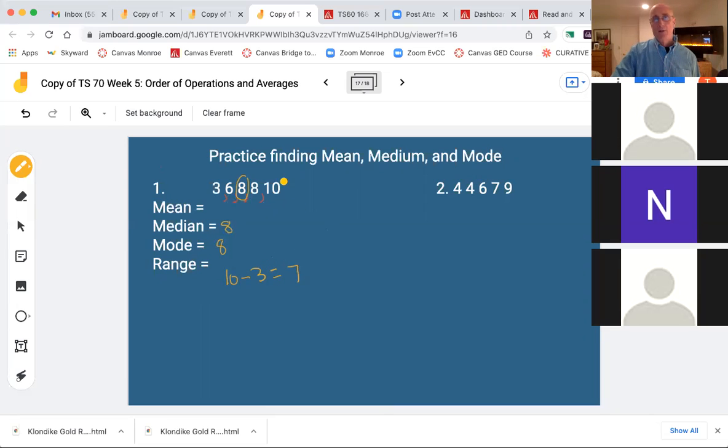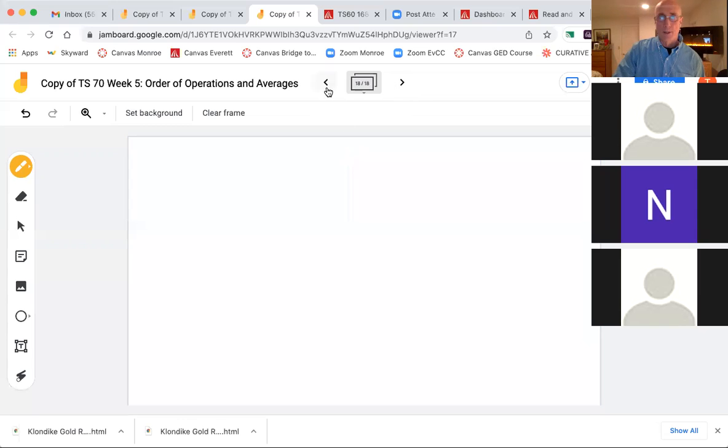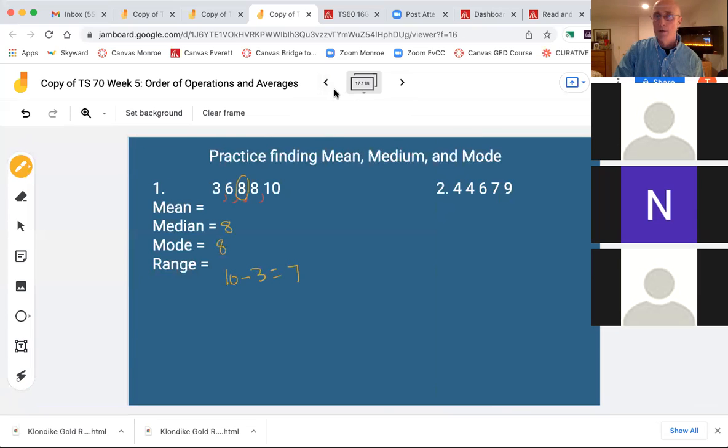All right, so that's how you would find the mean, the median, the mode, and the range. By the way, in a science class, you do that same idea. Okay, I did pretty good. We started at about 7:10 and I ended at 8:10.